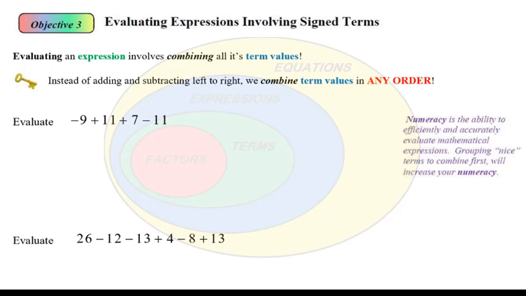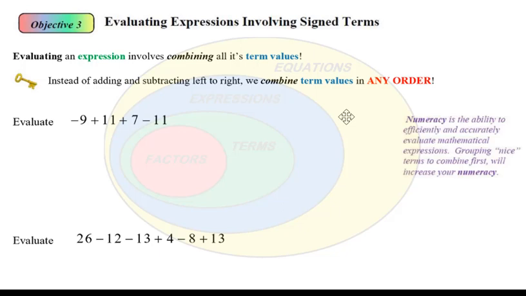All right, so evaluating expressions involving signed terms. One of the things when we evaluate an expression is that we want to combine all its term values. Instead of adding and subtracting left to right, we combine term values in any order. This is what composition allows us to do. It allows us to group and combine terms that we want in the order that we want.